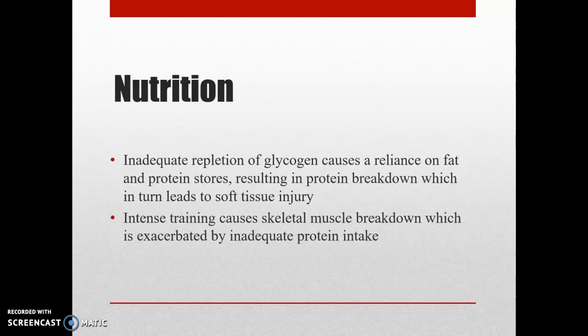So this is one direct way that just not having the proper nutrition, carbs, and sugar in your body can actually lead to soft tissue injury, which are things like muscle strains, ligament tears, tendon tears. And then also intense training can cause skeletal muscle breakdown. And so if you don't have proper protein, carbs, and fats, your body can't build back that muscle as quickly as it normally would want to.